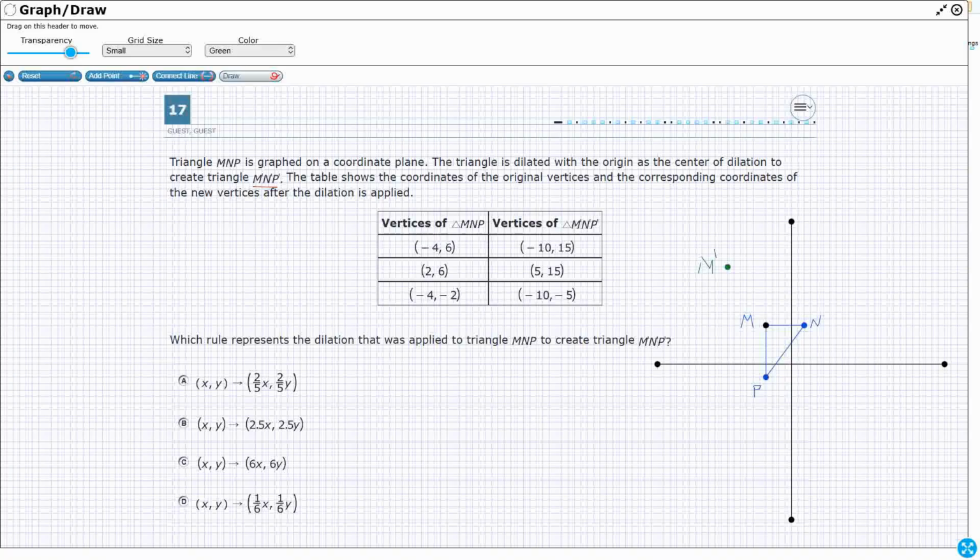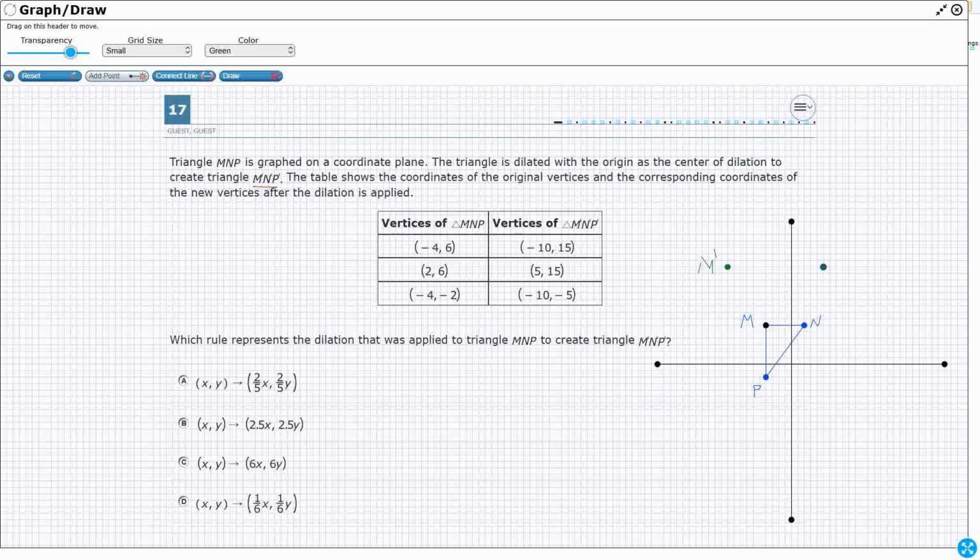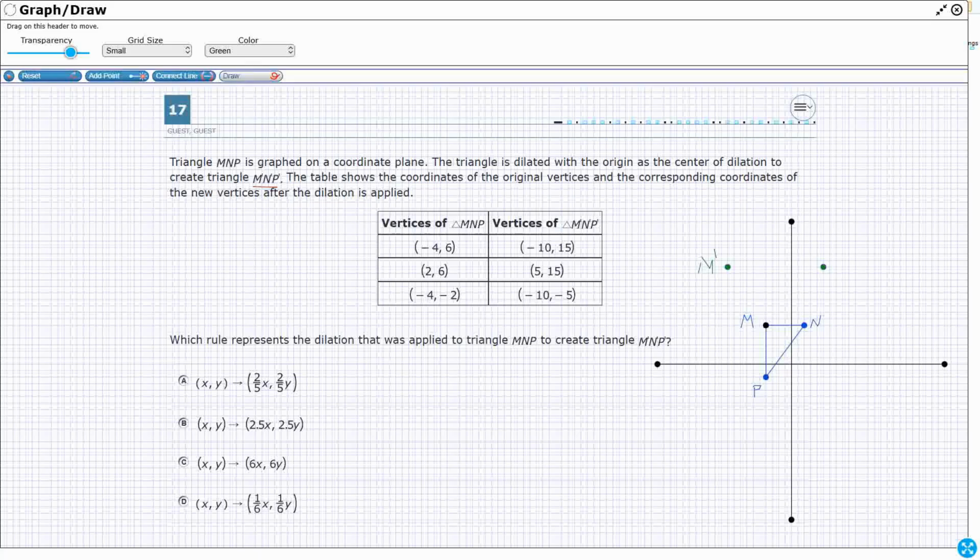And then I've got 5, 15 for my N prime. So that's going to be 1, 2, 3 more, right? And so I'm just going to go all the way up to 15. And I'm going to go over 1, 2, 3 more. So that's going to be right around here. And that's going to be my N prime.